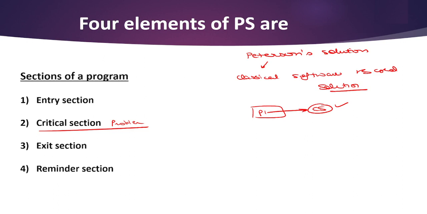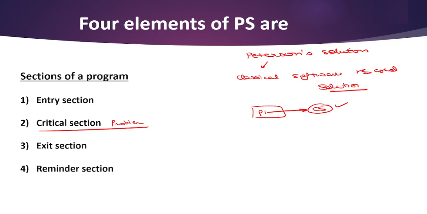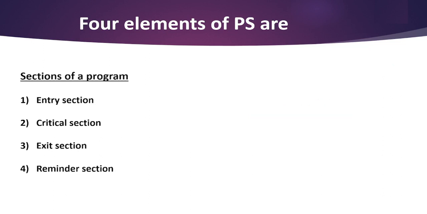So in Peterson's solution, we have two shared variables. Generally in process synchronization, we use only one shared space, but in Peterson's solution we have two shared variables that are used by the processes. First is a Boolean array flag, which is initiated to false, always. Another is int turn. These two variables are very important.